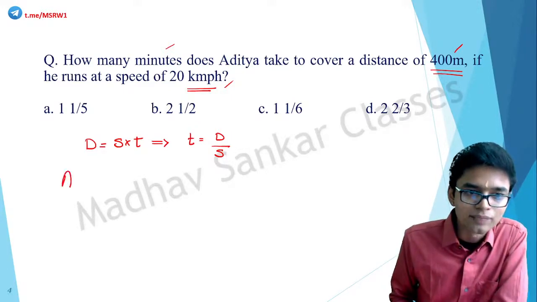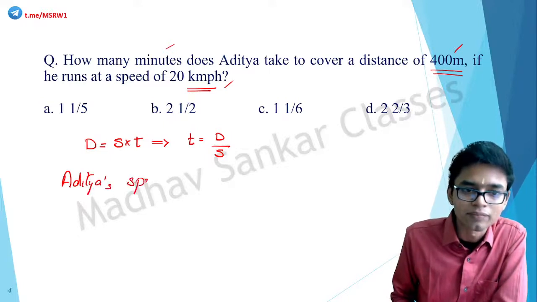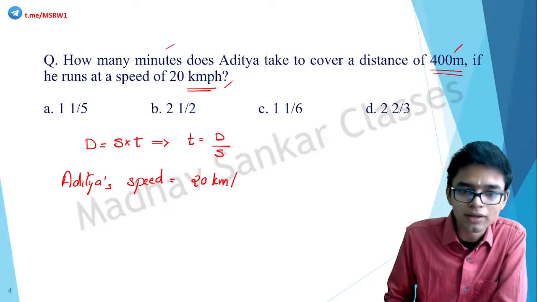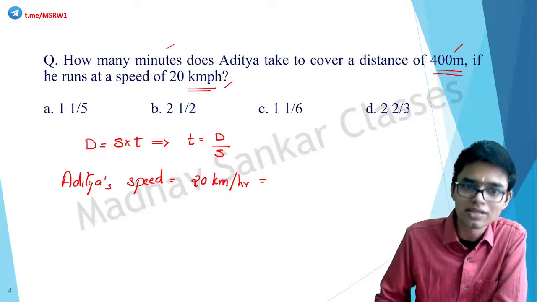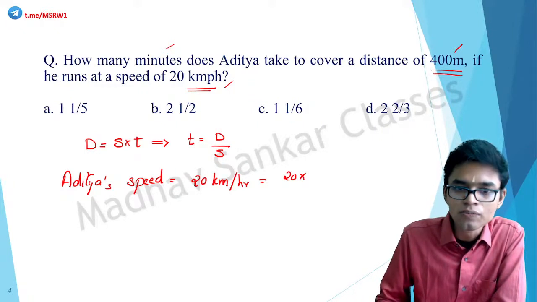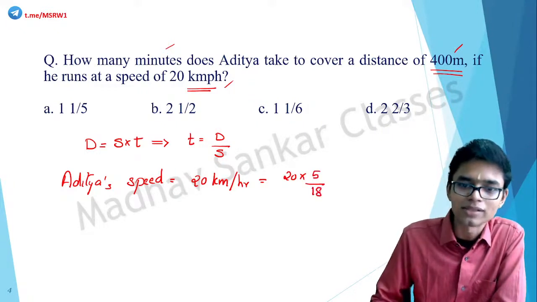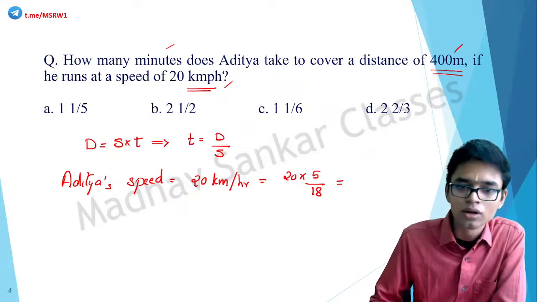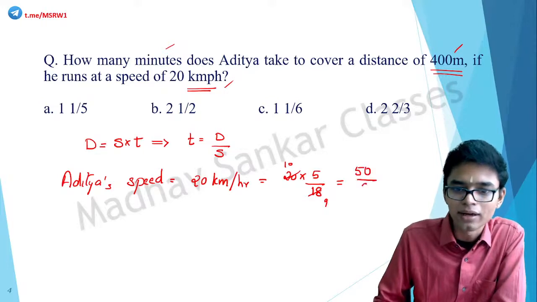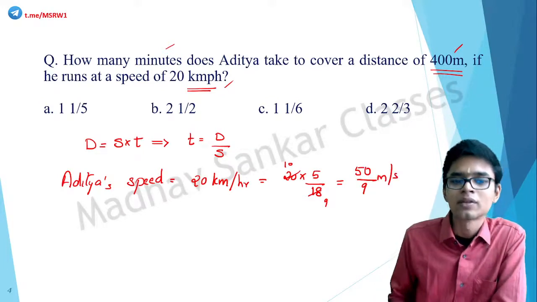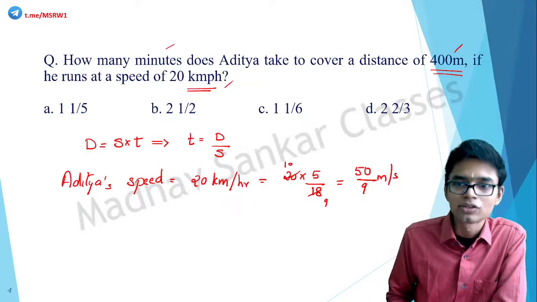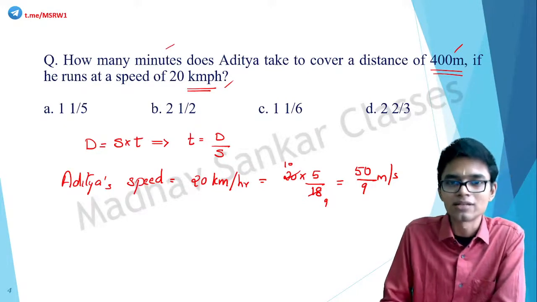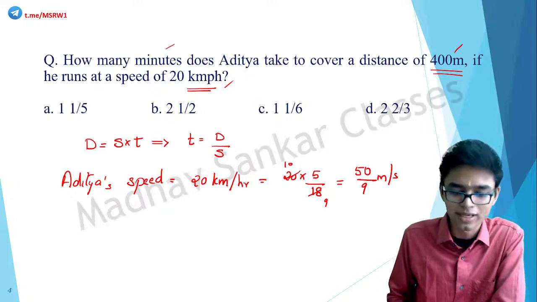So we can write that Aditya's speed is equal to 20 kilometers per hour. How can we convert this to meter per second? It is equal to 20 into 5 by 18 meter per second. Correct? So this is equal to, cancelling by 2, 50 by 9 meter per second. Got it? So now we have converted speed in terms of meter. So now we can simply substitute the formula and find the answer.